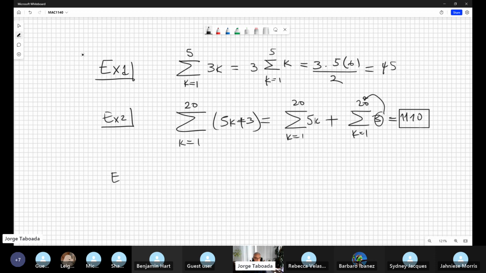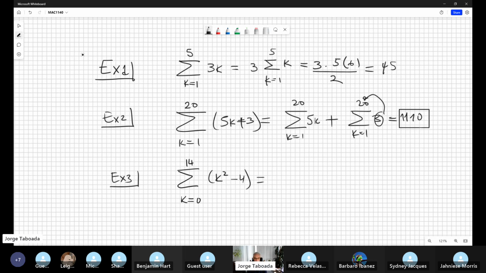Excellent. Okay, example 3. Example 3 is a little bit weird, but I put it intentionally because sometimes you can find problems in which you cannot start at 1, you start at 0. In calculus 2, you start at 1 or at 0 or at 2 or at 3. So you need to be aware of the manipulation, because any formula that we have in my notebook now starts at 1. And what happens when it starts at 0?